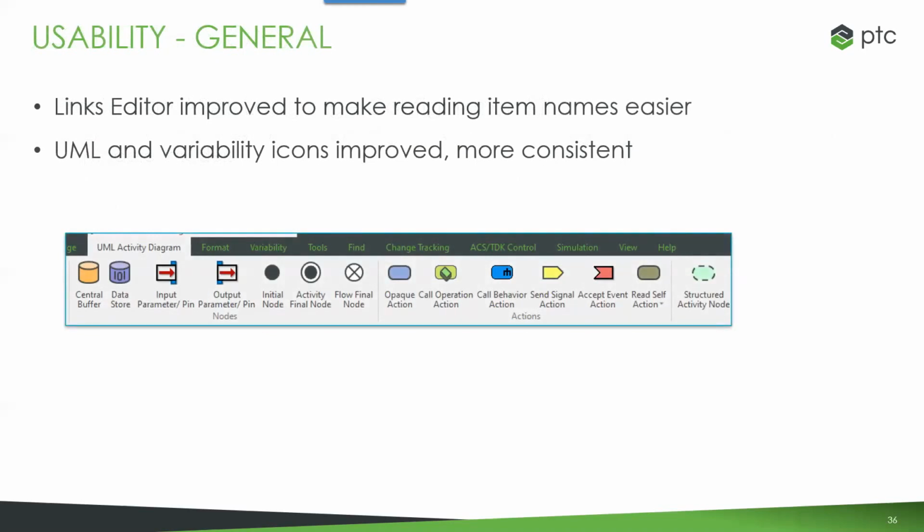Some general enhancements. We have a tool that you might know called the links editor that's inside Modeler whenever you create relationships inside Modeler. And we've improved the user interface to make reading item names easier. The UI wasn't very helpful to the user, so now we've improved it so that you can read large item names. We've continued to improve some icons. When we improved the UI in Modeler 9.2, we updated a lot of icons, but there were still a few that needed some improvements. So in UML and variability.